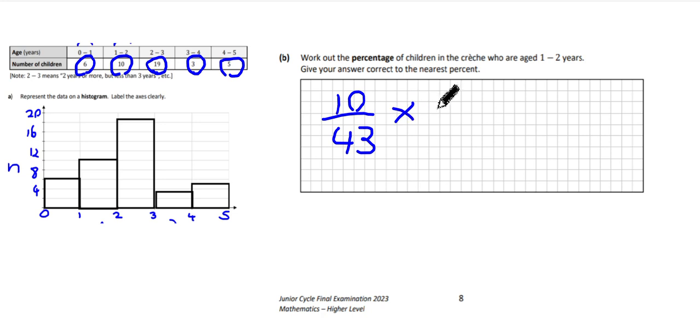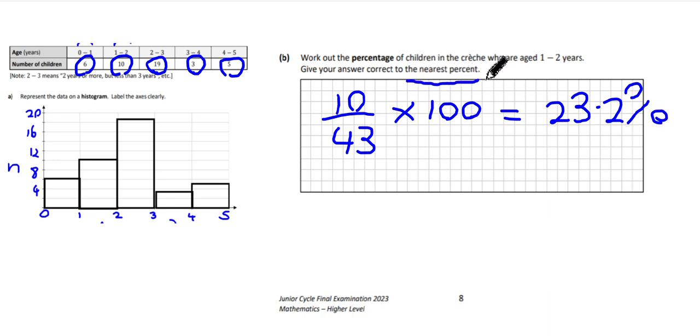And then you multiply that by 100. 10 over 43 multiplied by 100. Anybody got an answer for that for me? 23.2%. Now, if you read the last wording, will you lose a mark for that? Have to put it to 23%. Always reread the last 2 lines before you move on. All good? Okay. Did anybody get that question?